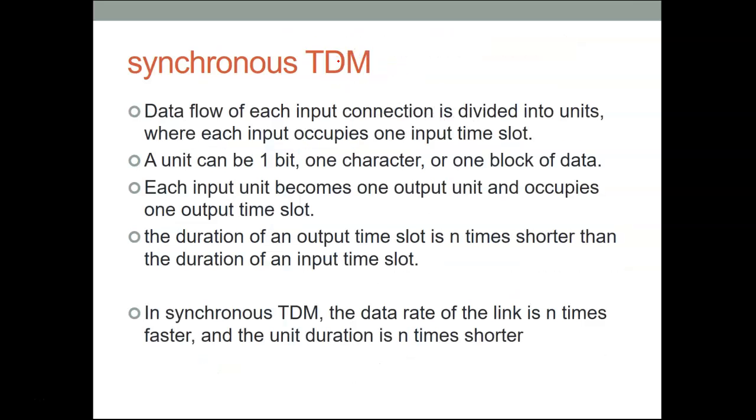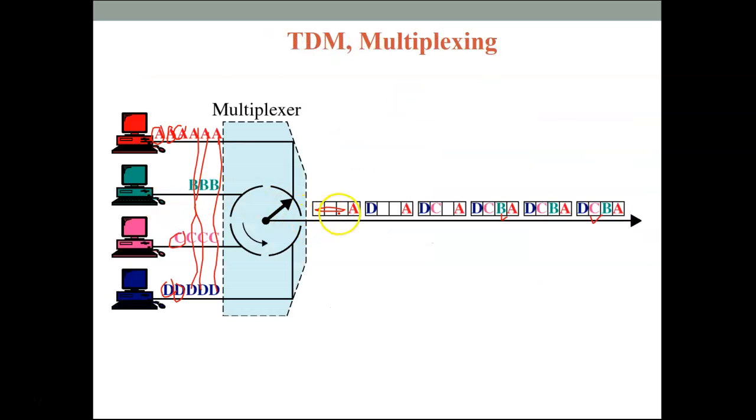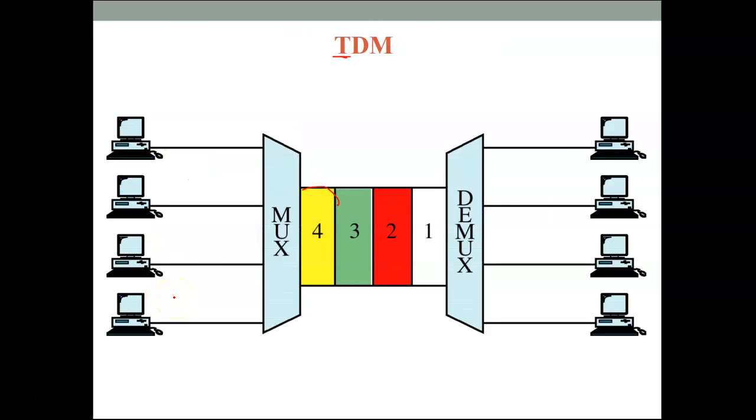So two names for it. Synchronous: the data flow of each input connection is divided into units, where each input occupies one input time slot. So if I have 5 senders, then I have a slot for each of these senders, as we said here. Because I have 1, 2, 3, 4 inputs, then I have 1, 2, 3, 4 slots. The number of inputs is the same as the number of slots.